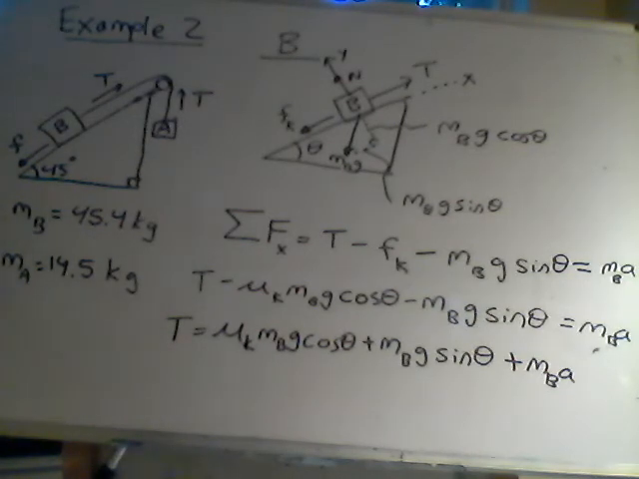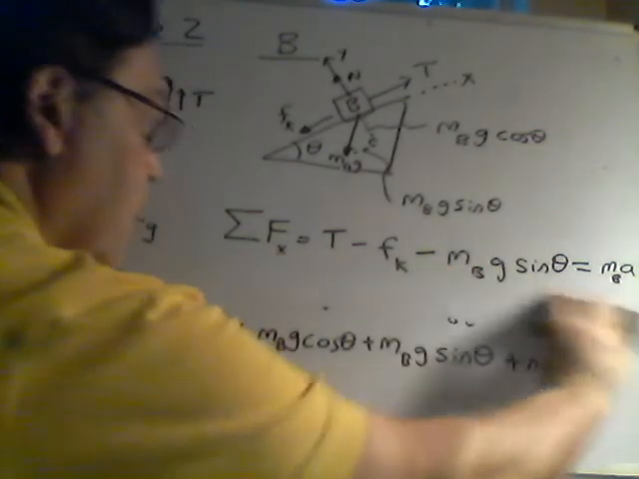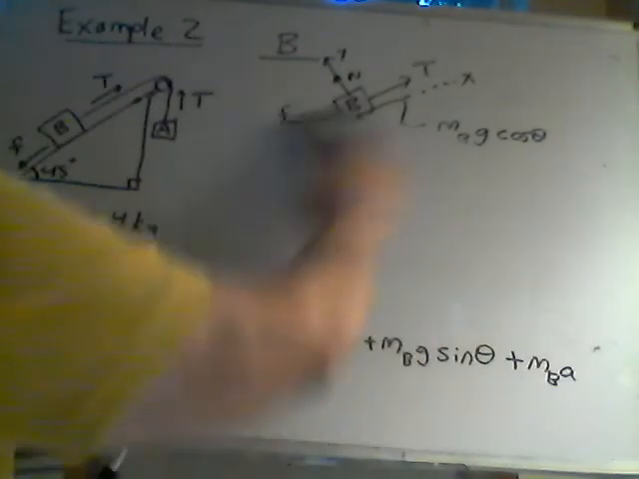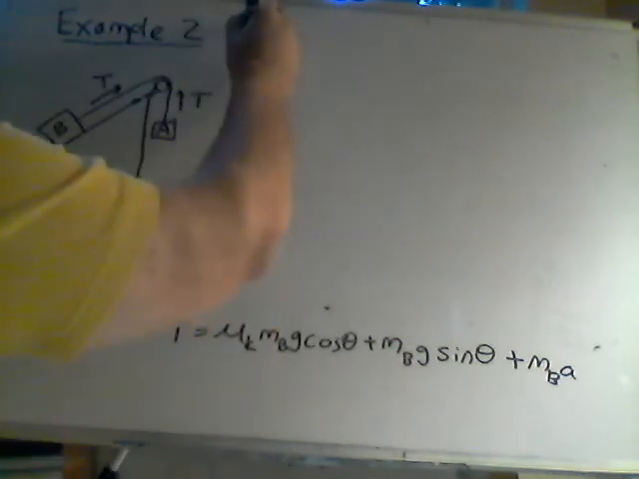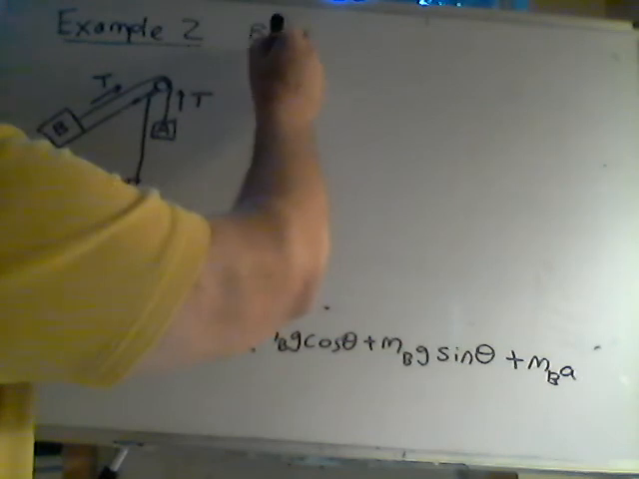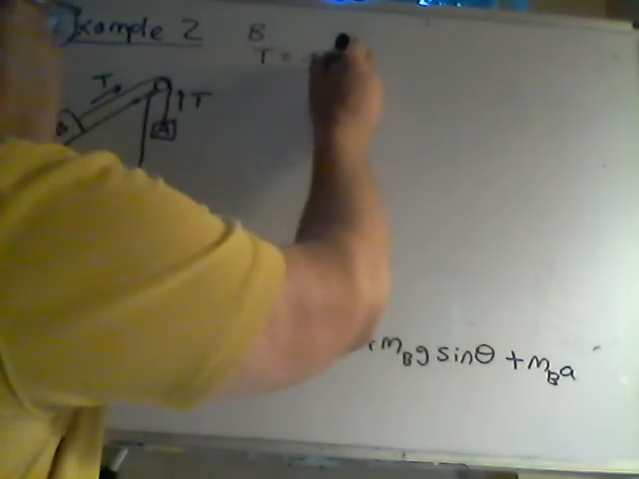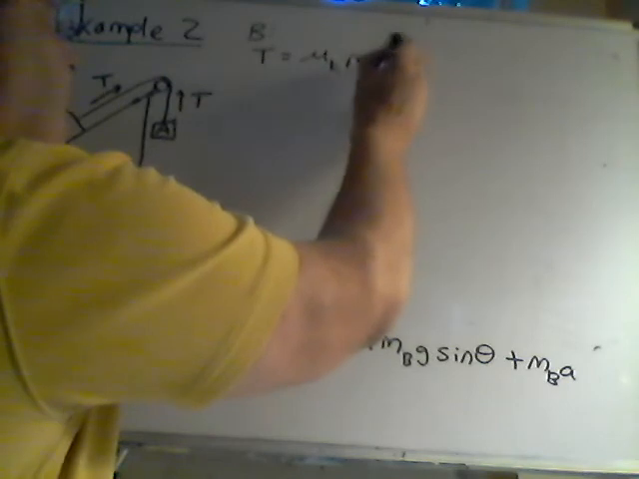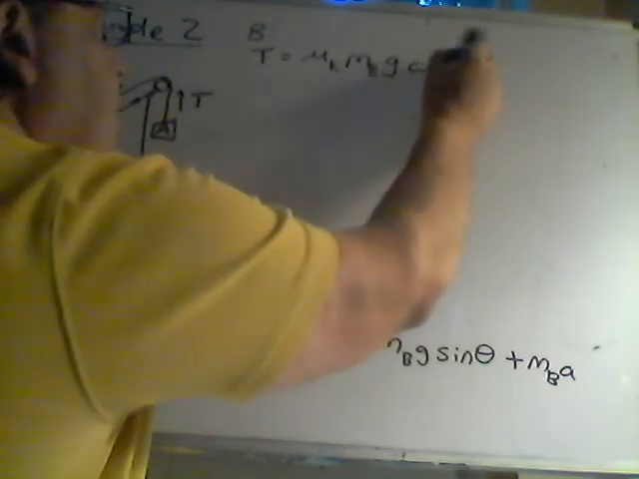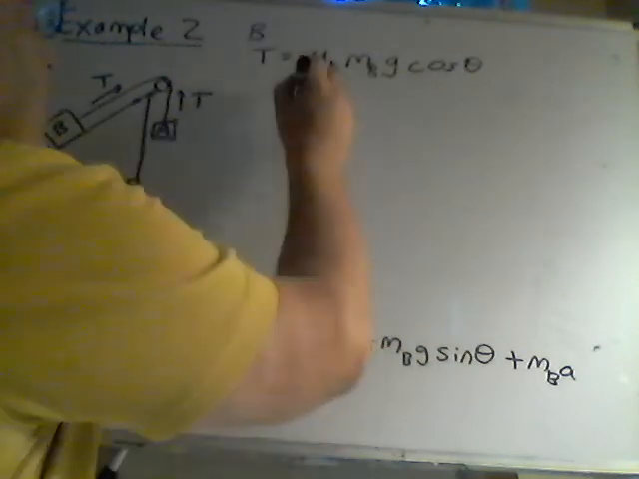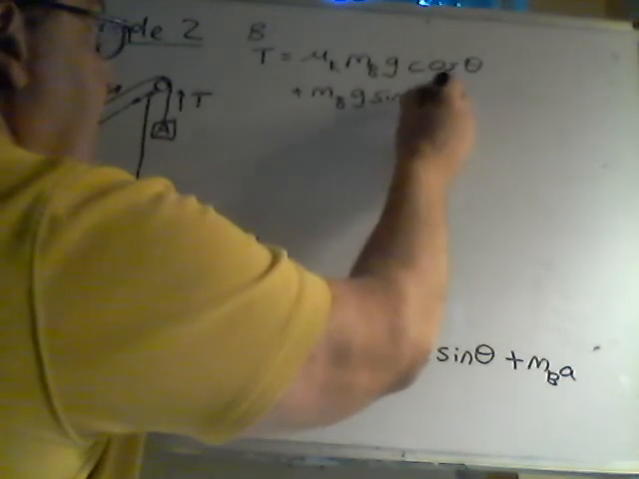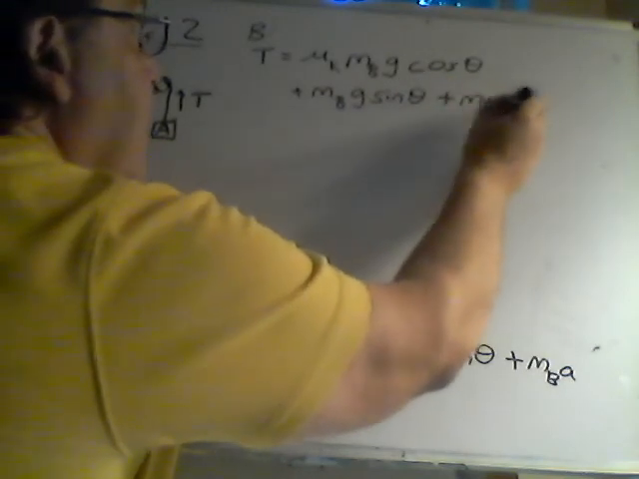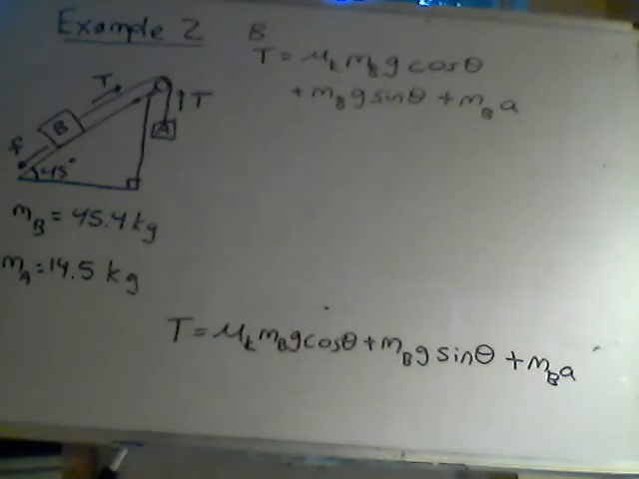So let's put this in storage. That's my B analysis. I'm going to rewrite it at the top because I have an issue with my real estate here. So here's my B equation. The tension is equal to mu sub k, m sub b, g, cosine of theta, plus m sub b, g, sine of theta, plus m sub b, a. All right, that's what we have.